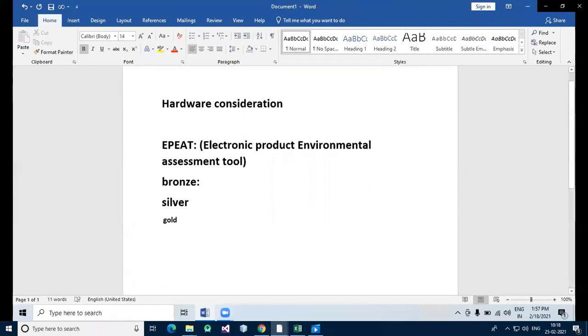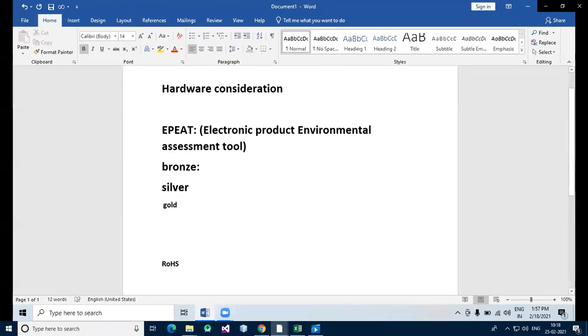Okay, so what about RoHS? This is the next certification program. Let's discuss RoHS. In RoHS, this is also a certification program. So what is the full form of RoHS? R is for Restrictions.